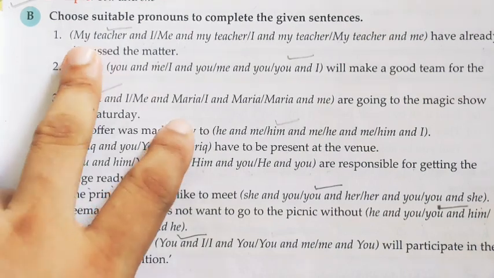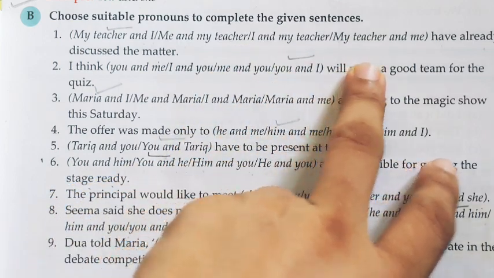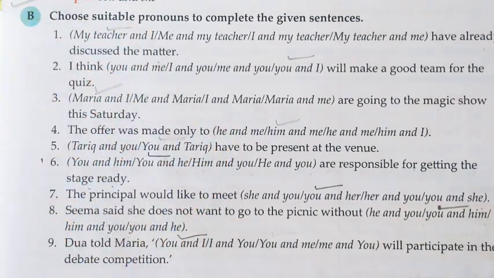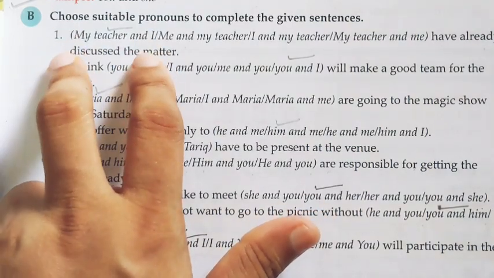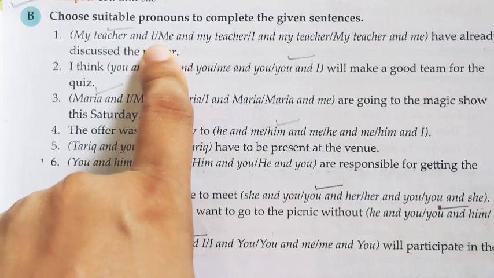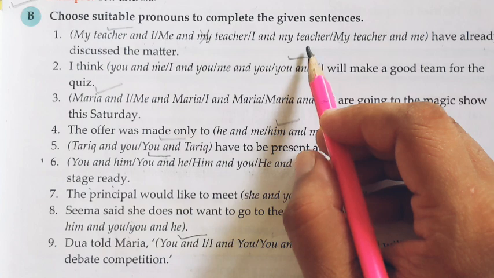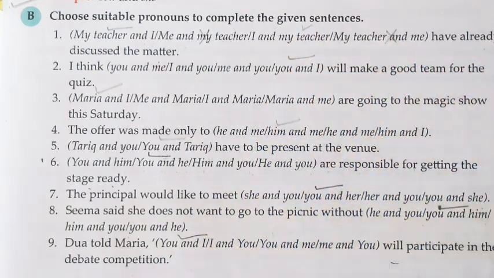Number 1, my teacher and I, or me and my teacher, I and my teacher, and me have already discussed the matter. Because the sentence is beginning with the pronoun, we have to use the pronouns that are subject pronouns. Okay, so we'll go for the subject pronouns and find out which one would be the suitable one. My teacher and I, both are singular, both are subject pronouns. Me and my teacher, me is not a subject pronoun, so we have to cut this one. I and my teacher could be the correct one. My teacher and me is not possible.